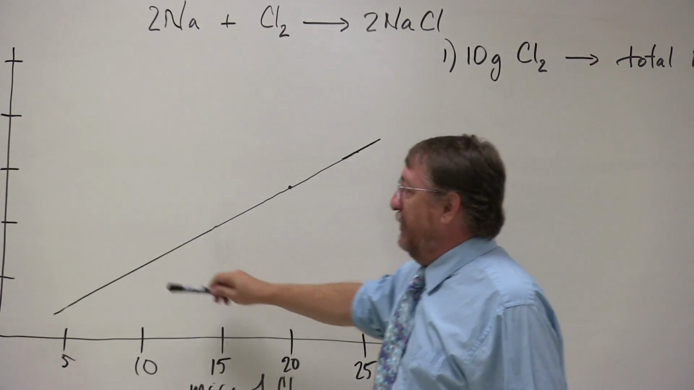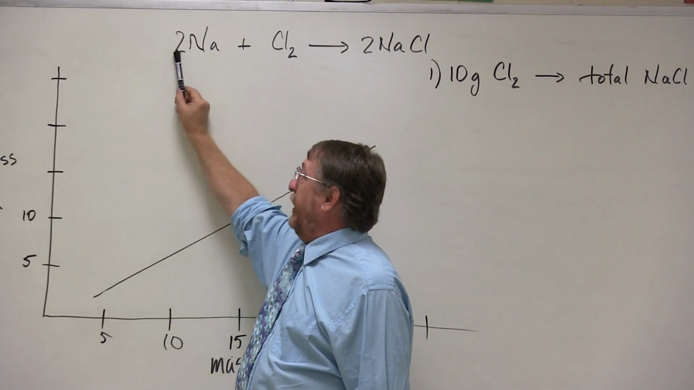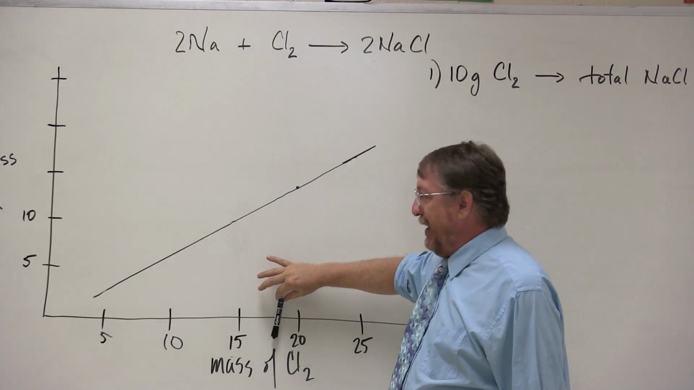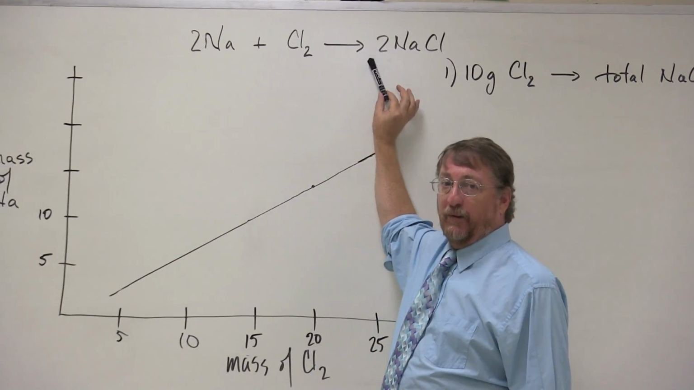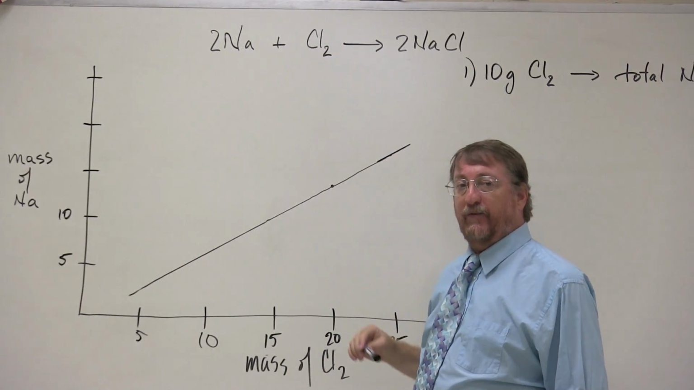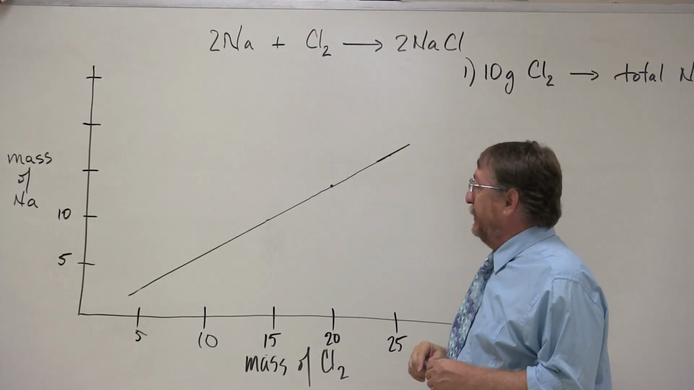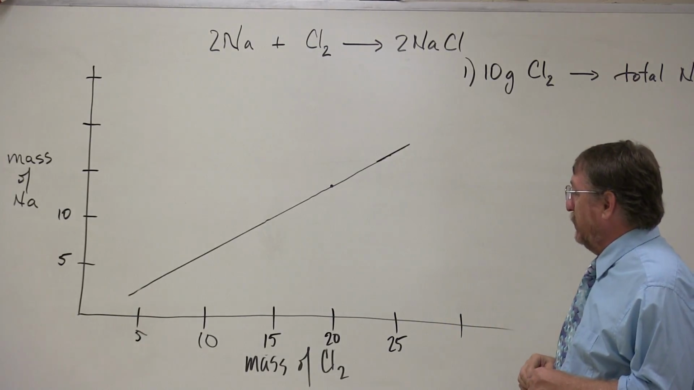Here's a plot of the mass of sodium, reactant number 1, relative to the mass of chlorine, reactant number 2. If we add the two up, we'll get the product. Okay, that's what the law of conservation of matter is telling us. So I'm going to go through and do some calculations here.